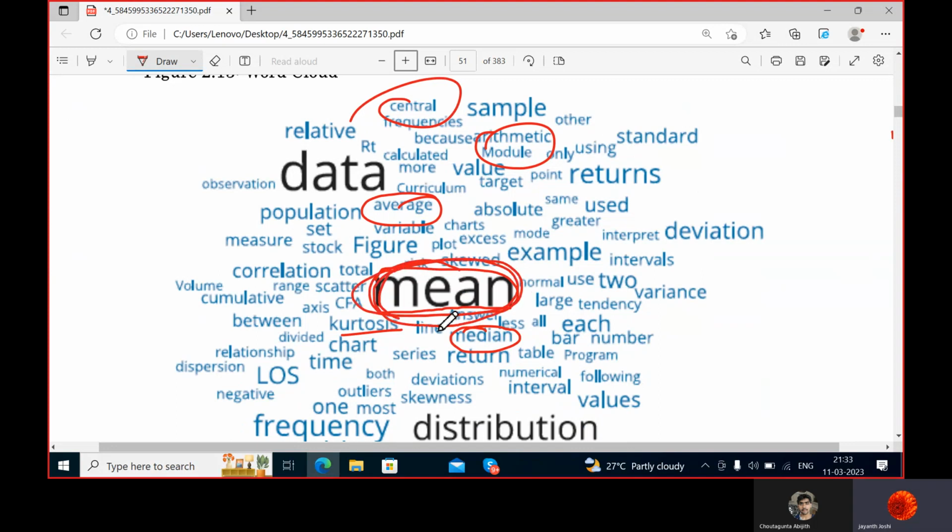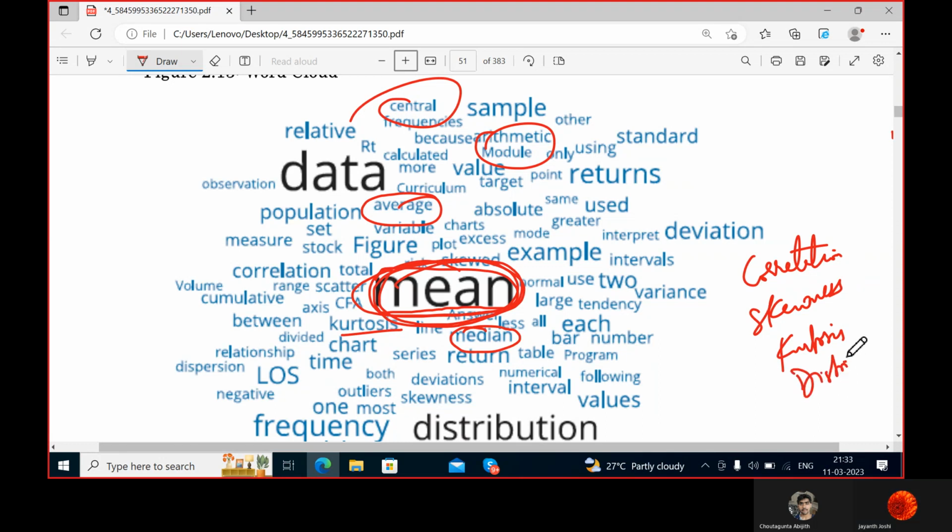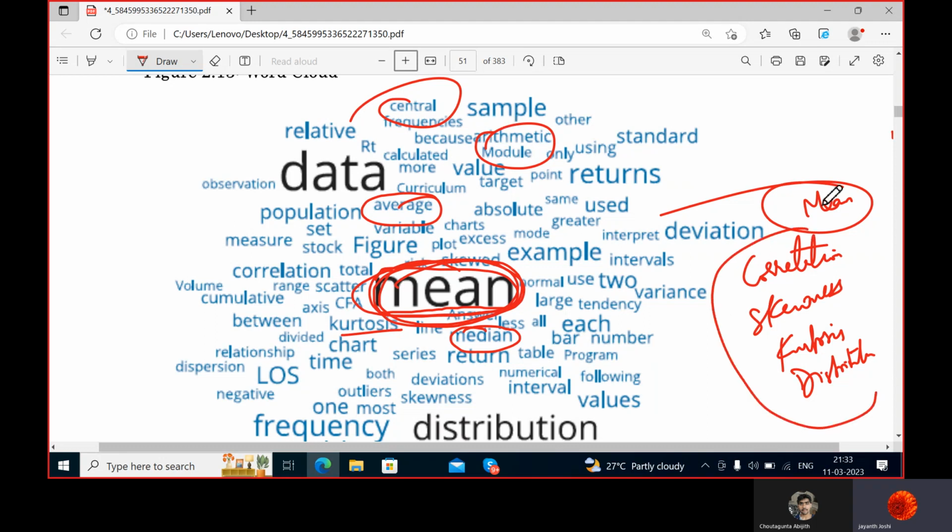The highest number of usages, for what? Which one will be used for all this? Either I take correlation, either I take skewness, either I speak about kurtosis, either I take any distribution, every time what do I want? Correct. And for all this, whatever I want to find, I want what?